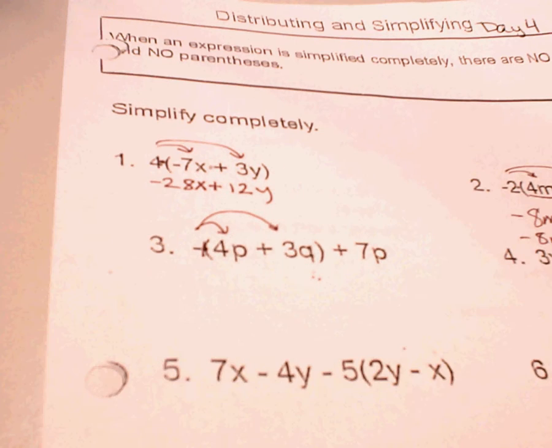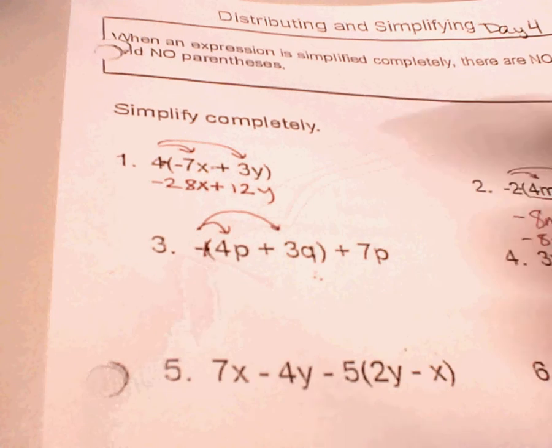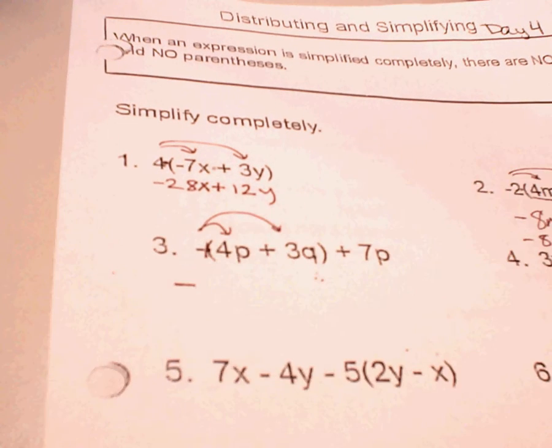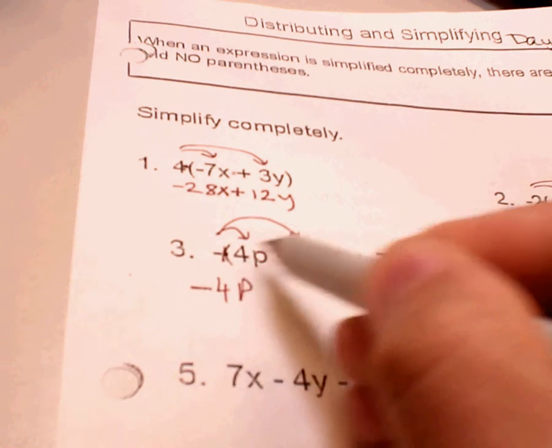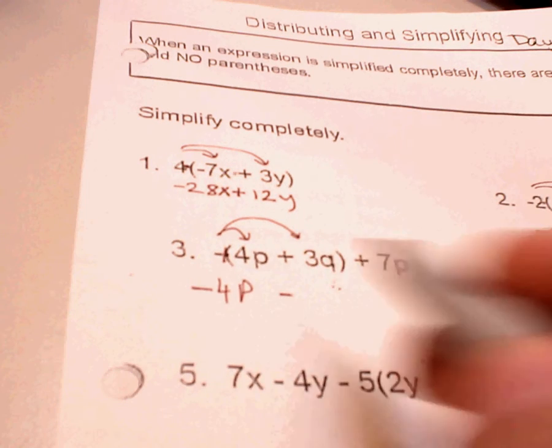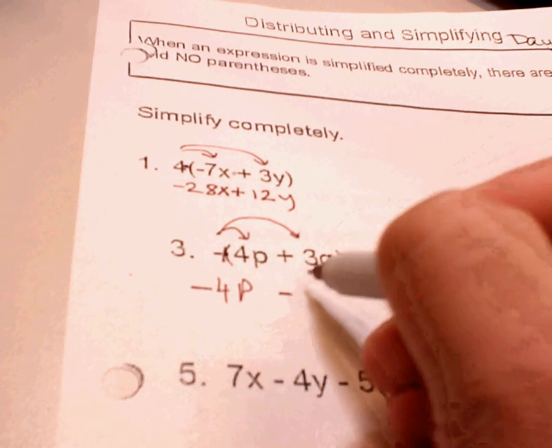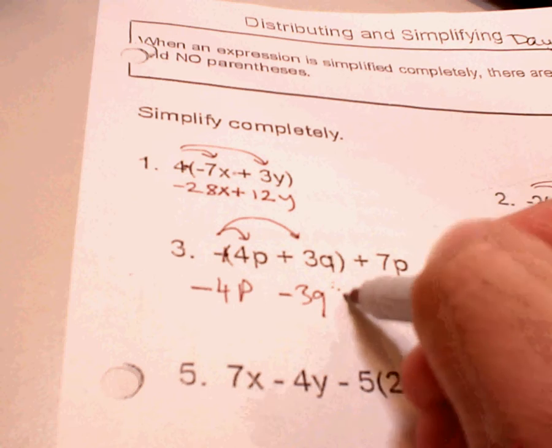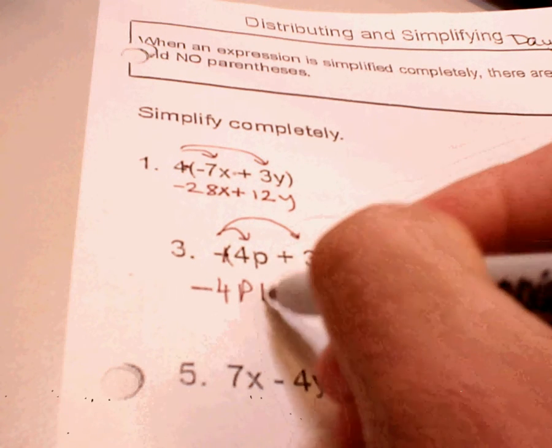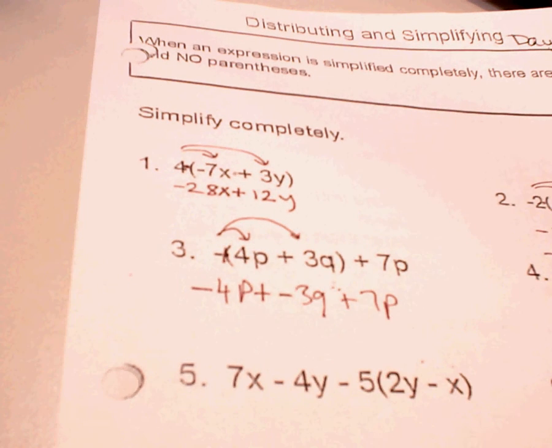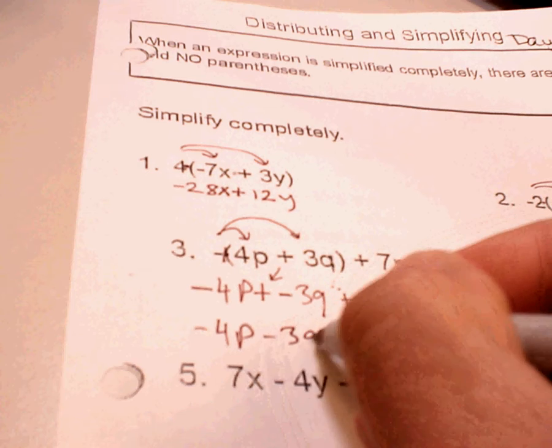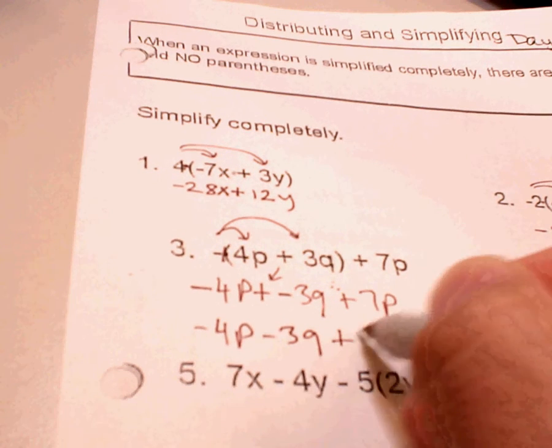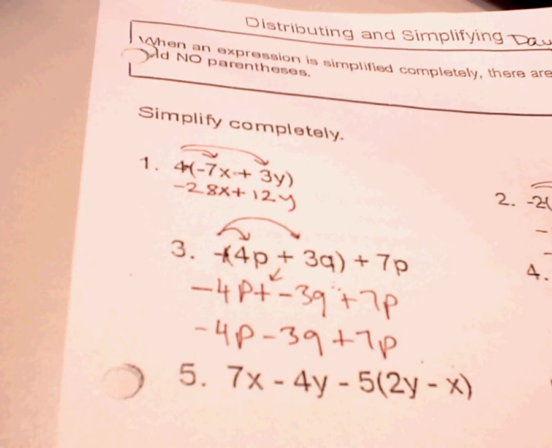Negative 1 times positive 4p. Negative times positive is negative. 1 times 4p is 4p. Negative times positive is negative, and 1 times 3q is 3q, plus 7p. Adding a negative is subtraction, so this is my addition sign right here. Negative 4p minus 3q plus 7p is my final answer.